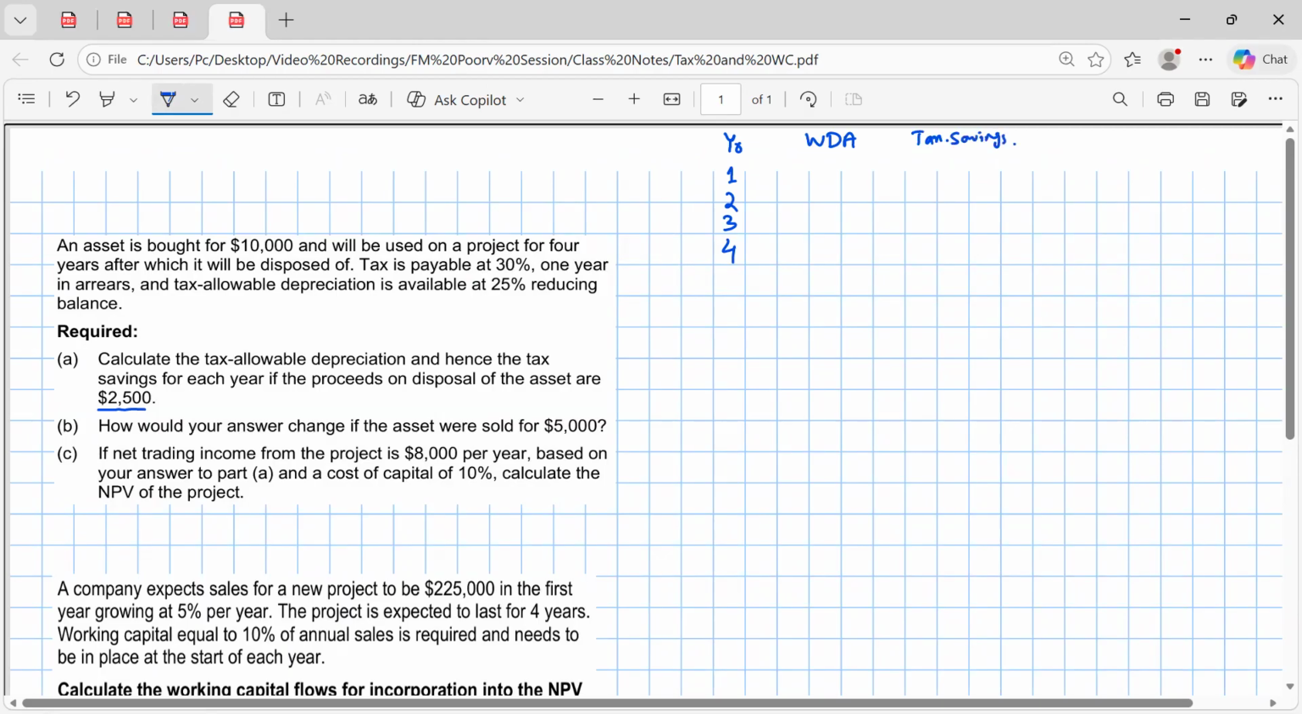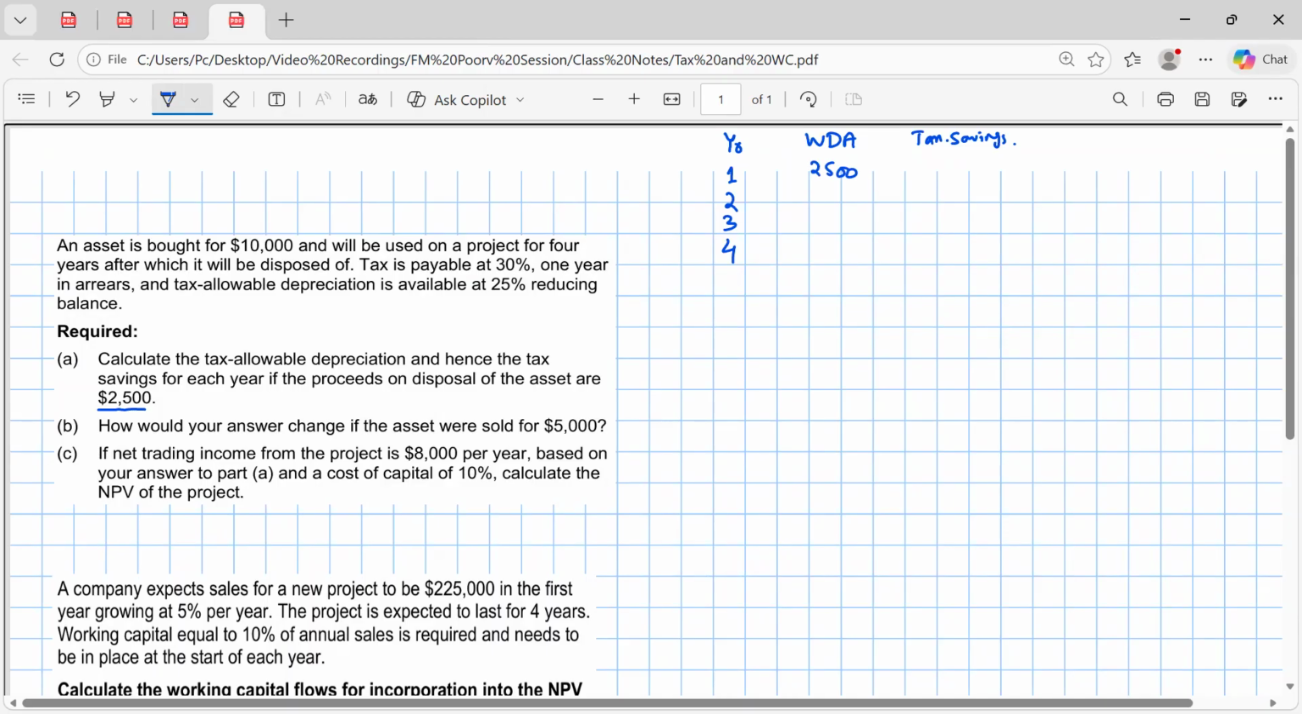Okay. So you know the cost of the asset is 10,000. You know the life of the asset is 4 years. Tax rate 30%, and it's 25% reducing balance method. So tell me, what will be the WDA for first year? 2,500. Yes, 2,500. And what will be the WDA for second year?